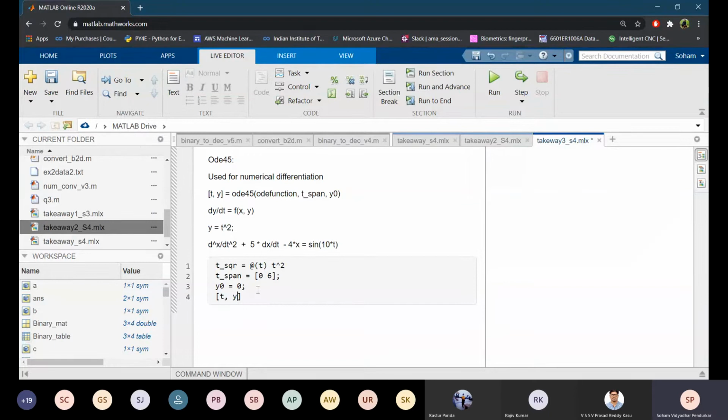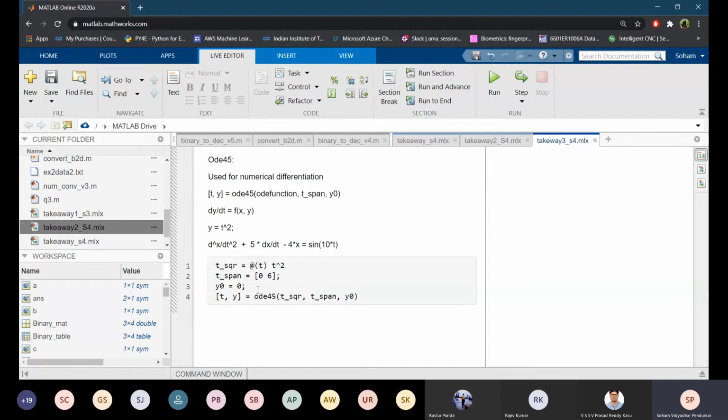t comma y is equal to ODE45. What ODE function do I want? t square, comma. What tspan? I wrote this tspan variable, and y0.